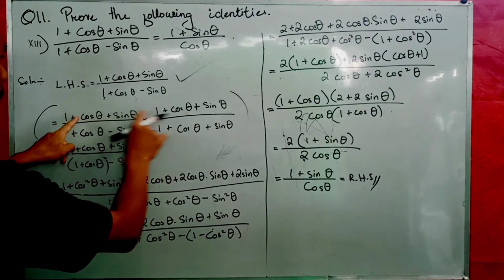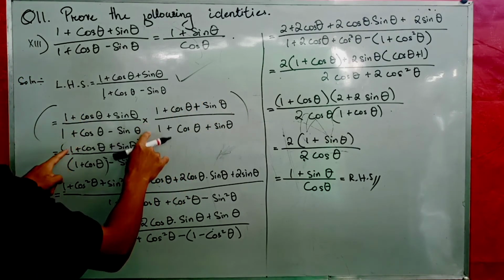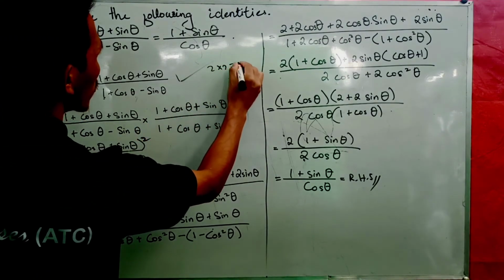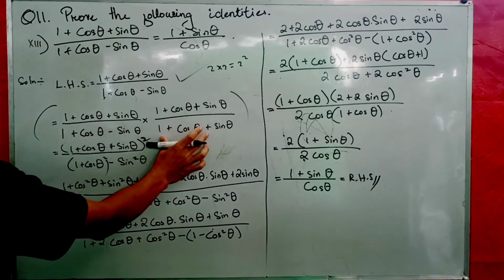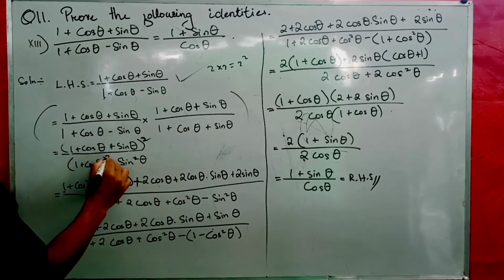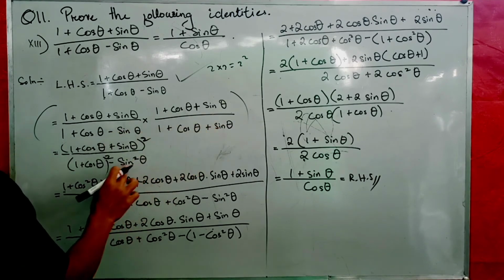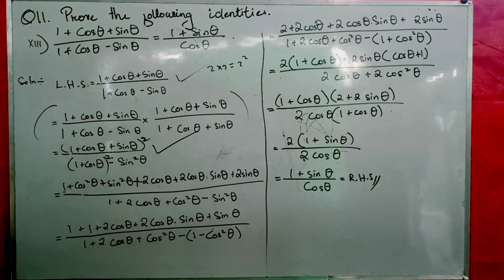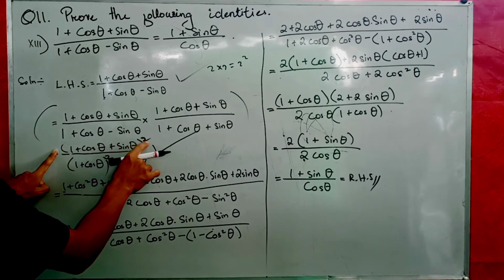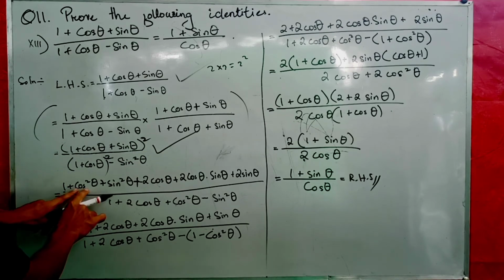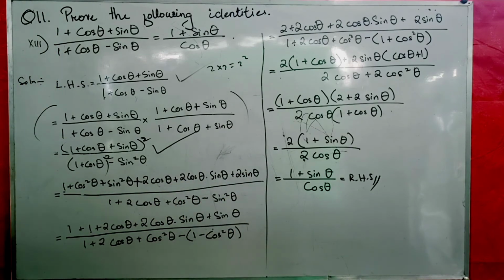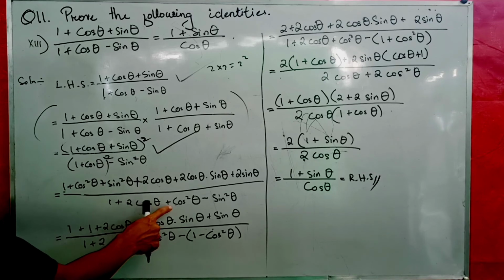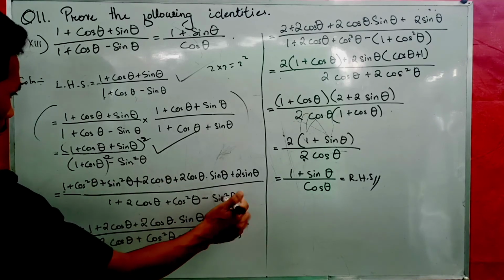Into 1 plus cos theta, the square of 2 into 2, 2 square is 4. (a plus b plus c) square is a square plus b square plus c square plus twice ab plus twice bc plus twice ca. The formula we know is (a plus b) square is a square plus twice ab plus b square.